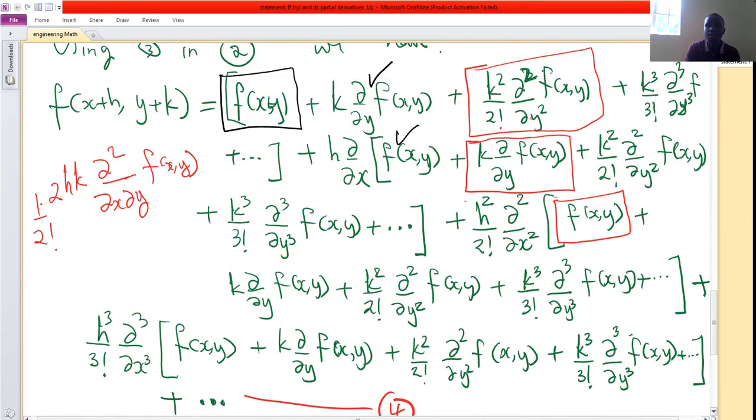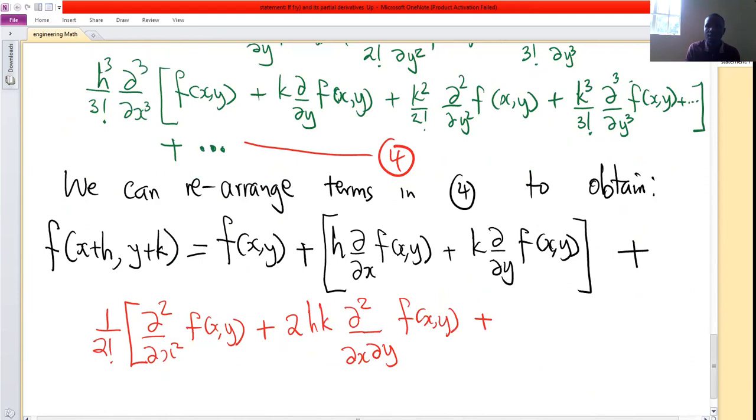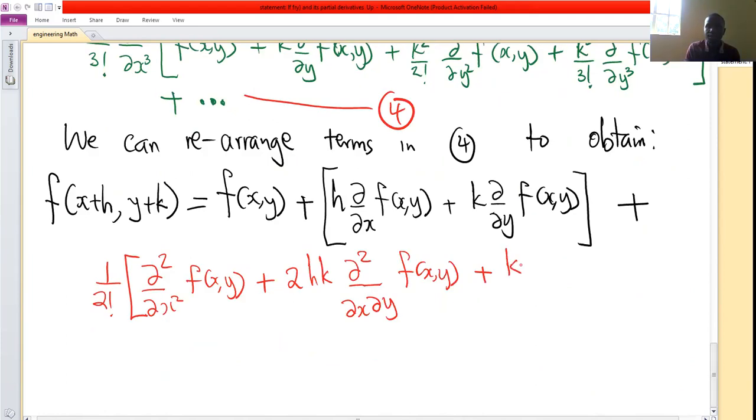And then plus, the last one was this one here. Because I factored out 1 over 2 factorial, I just have k squared, partial squared, partial y squared, of the function f of x y. So those are the terms with second order partial derivatives.